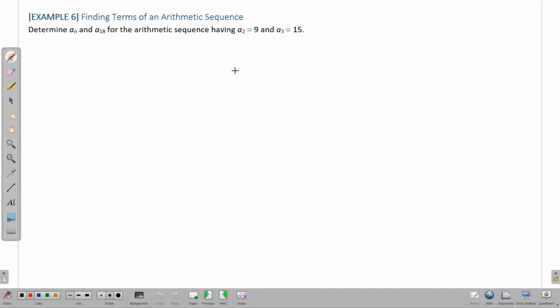This one comes right after that, which means if I take A3 and subtract A2, I have to get the common difference. Any two successive, consecutive terms in a sequence, their difference is going to be the common difference if it's arithmetic. So that means 15 take away 9 has to be our common difference, D. So that comes out to 6.